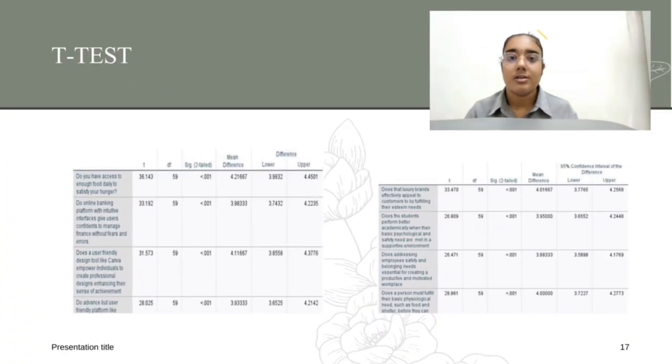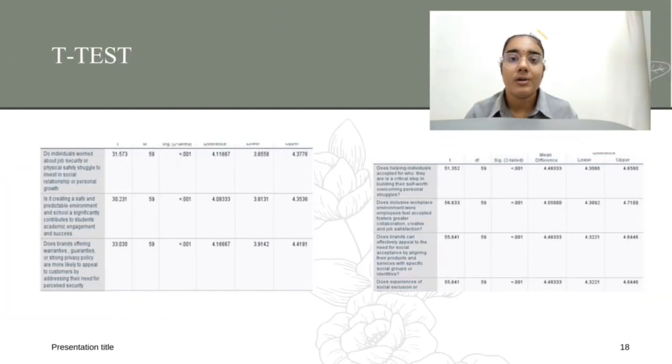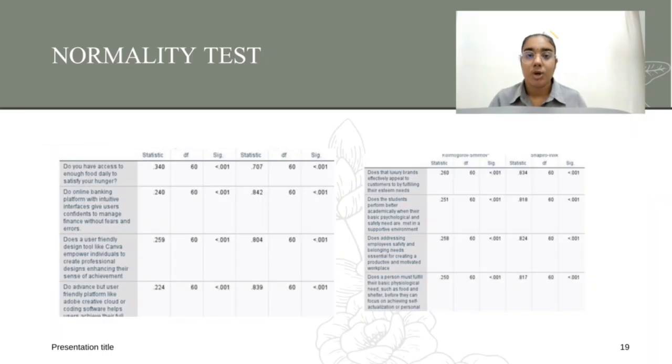The t-test shows different hypotheses regarding behavioral and psychological phenomena. The hypothesis represents the null hypothesis, which defines no difference, and has a test value set to 0. The 95% CI of the difference has lower and upper bounds as follows, and the mean difference is 4.01667 and 4.2568. Normality test.